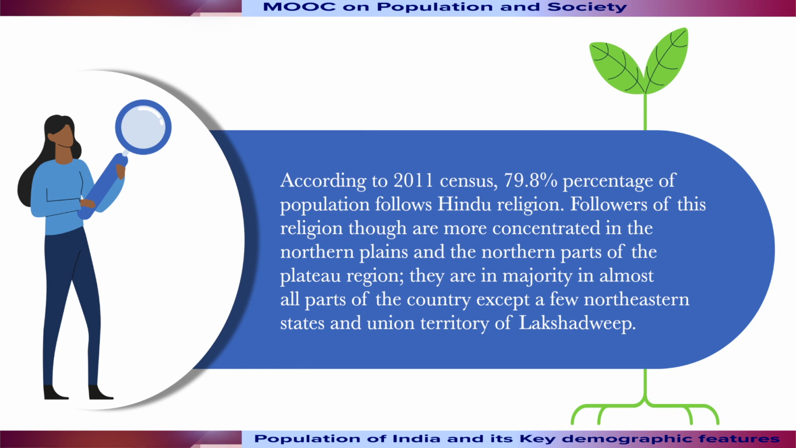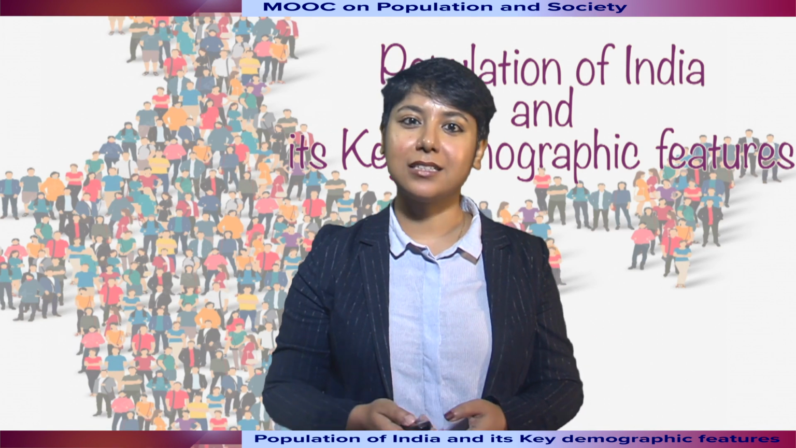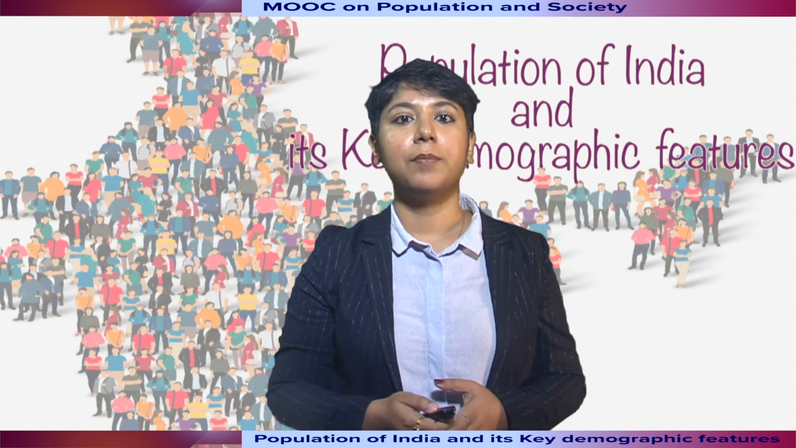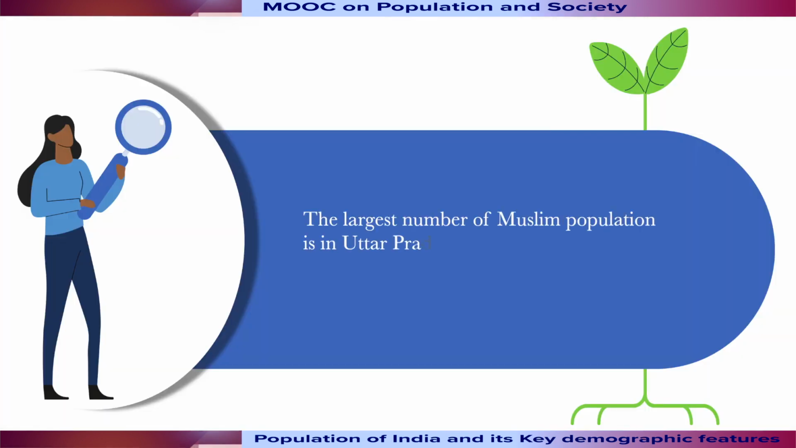Followers of this religion, though more concentrated in the northern plains and northern parts of the plateau region, are in majority in almost all parts of the country, except for a few northeastern states. But the distribution of the other religious communities is less continuous, and they are only located in some pockets which have larger concentration. The largest number of Muslim population is in Uttar Pradesh, followed by West Bengal and Bihar.